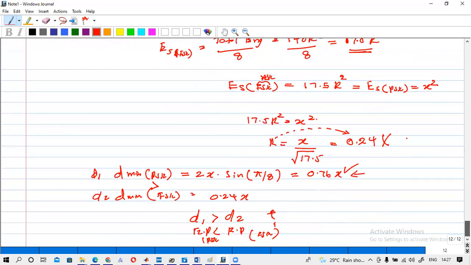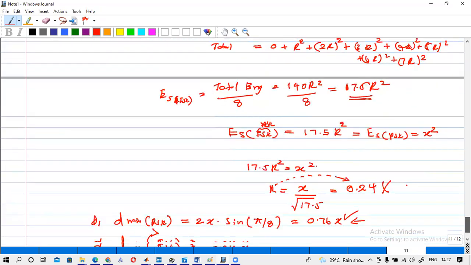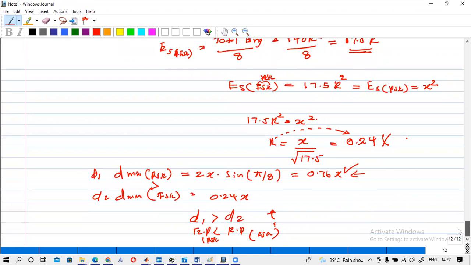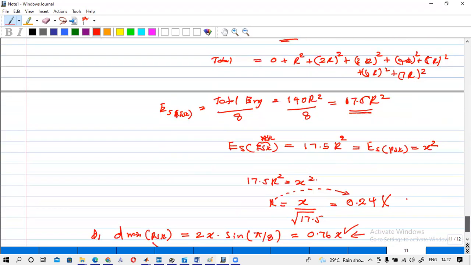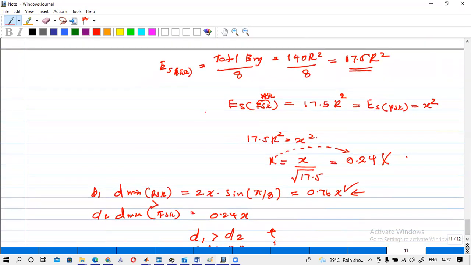So I think you are done. I think you can do this type of question by yourself. What you need to do is have a good idea about the constellation diagram, because if you have an idea about the constellation diagram, you can answer all these questions very easily.